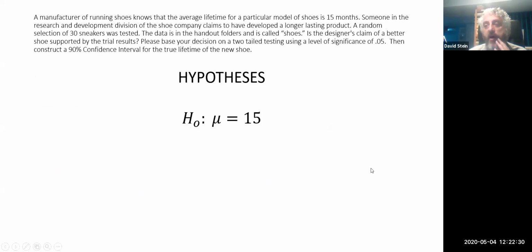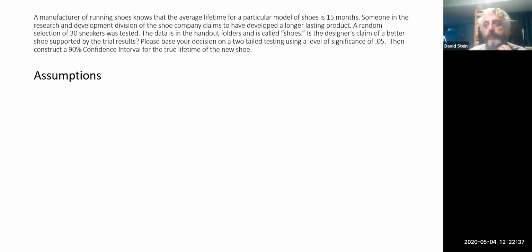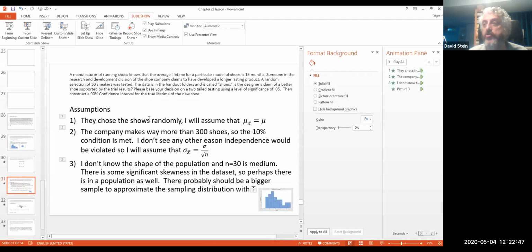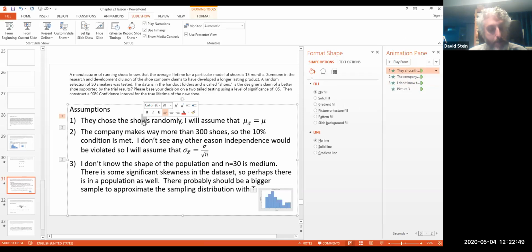Okay, here are my hypotheses. They claimed it was 15, and I want to know, is it bigger than 15? Here are my assumptions. I said shoes. They chose the shoes randomly.